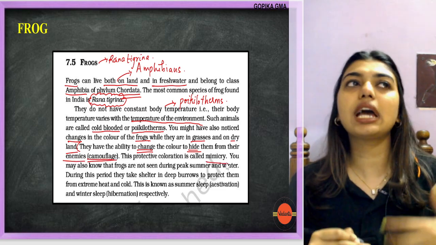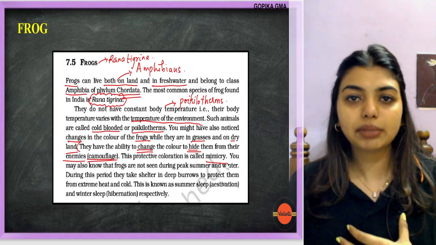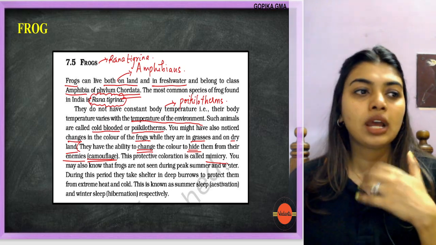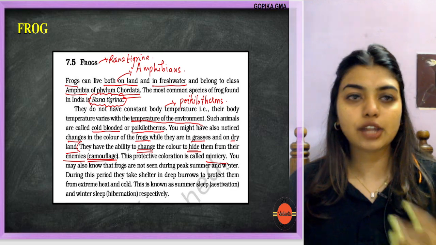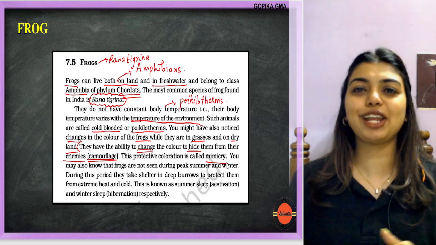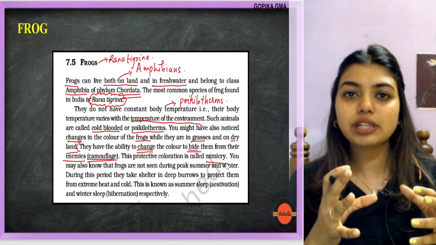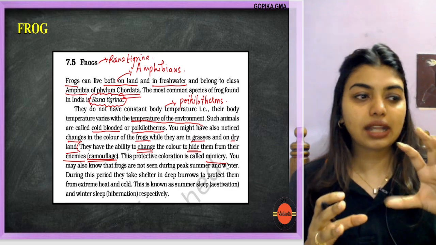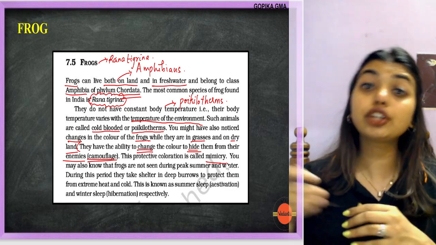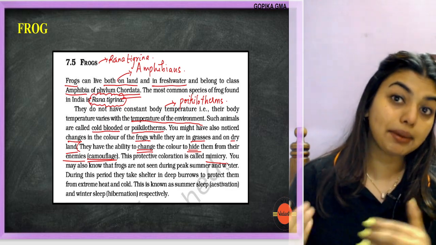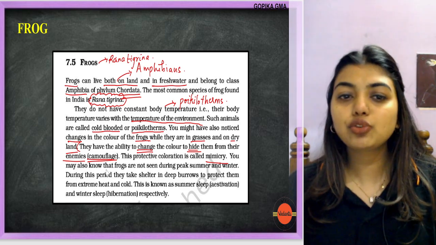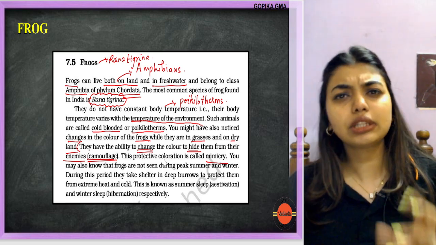Mimicry means that I mimic someone, right? If you start mimicking me, that becomes mimicry. You try to do the same way I do, or you try to copy the hand movements that I do. That is mimicry. Camouflage means they change their entire coloration according to the environmental conditions, so that they are mimicking the environment. You may also know that frogs are not seen during the peak summer and winter.